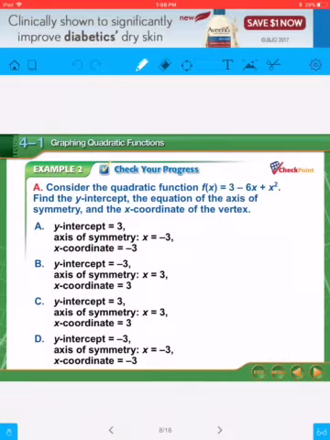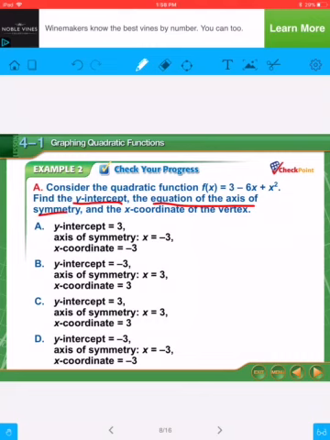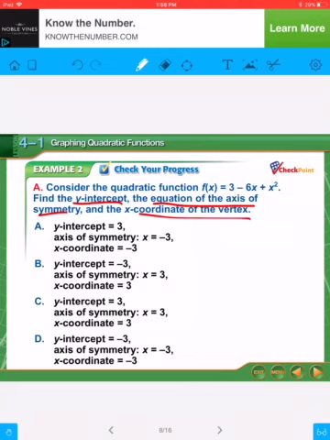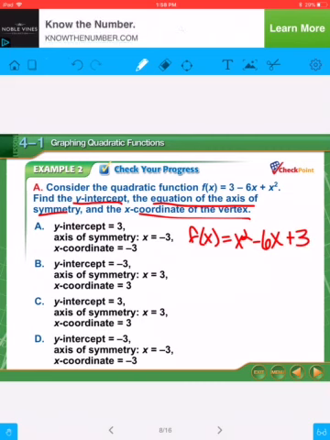Okay, so I have the quadratic f of x equals 3 minus 6x plus x squared. I'm going to find the y-intercept, the equation of the axis of symmetry, and the x-coordinate of the vertex. First off, I'm going to put this in standard form. So f of x equals x squared minus 6x plus 3.